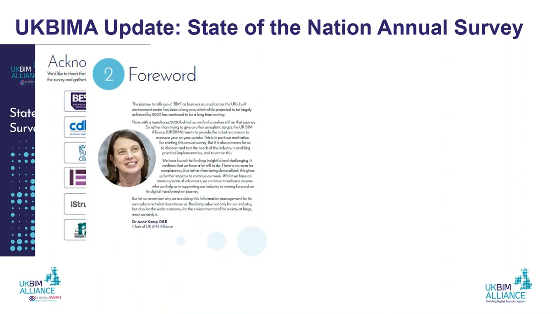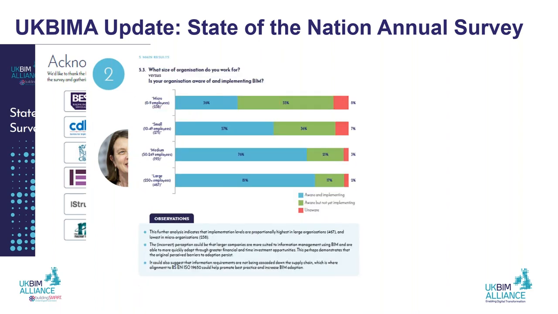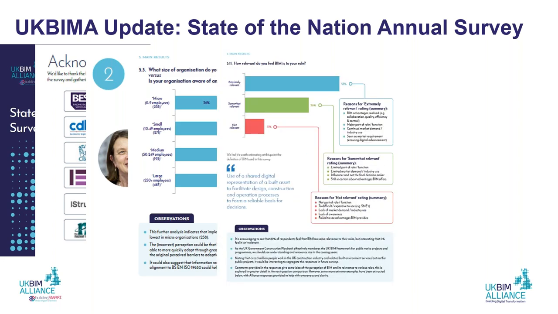Anne herself has provided a foreword about the survey and the results, and then we get into the main findings. You'll see here two examples. This is the first and this is the second, where we have results, and what we've done is we've included observations as part of the findings. These observations include some of the actions that need to take place going forward as well.